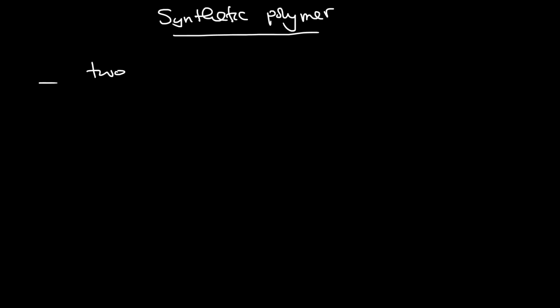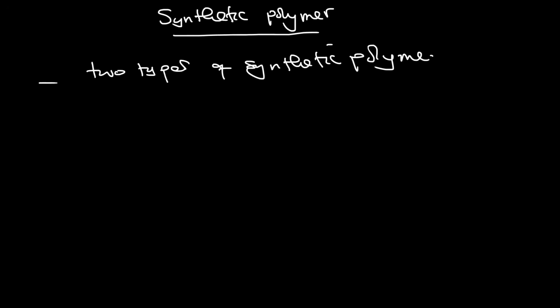Okay, so we are going to look at each of these. We are going to start with synthetic polymers. Like I've already said, synthetic polymers are just polymers that are man-made. Okay, these are just polymers that are what? Man-made. Synthetic polymers also can be divided into two. What are the two types of synthetic polymers?